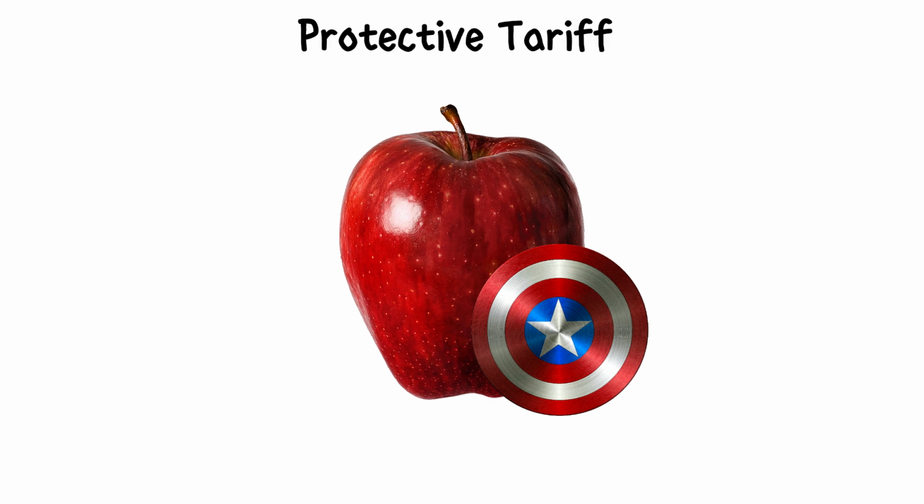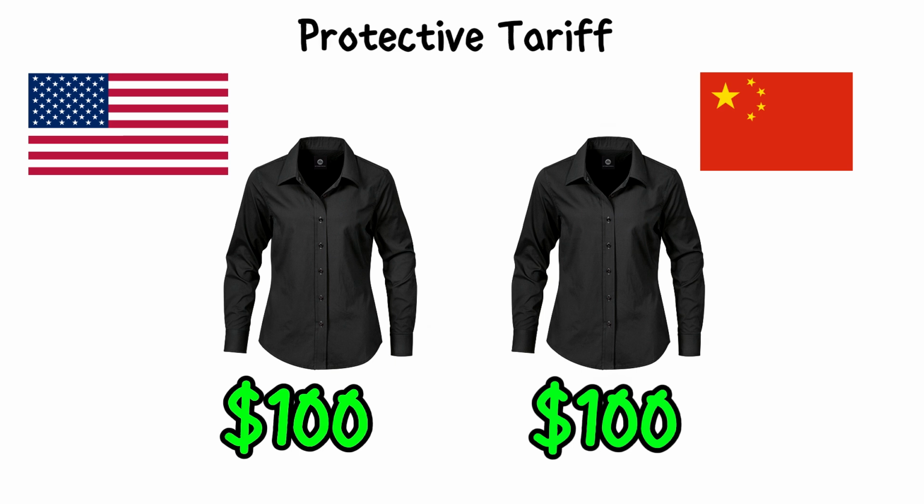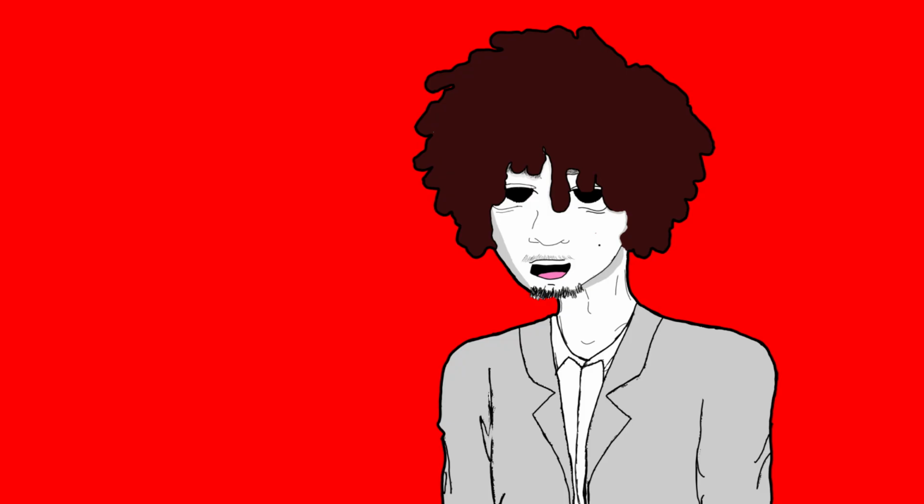Protective tariff. A protective tariff is designed to protect domestic industries from foreign competition by making imported goods more expensive. For example, if a country is trying to protect its homegrown textile industry, it might place high tariffs on imported clothing to encourage consumers to buy locally produced items. This kind of tariff helps safeguard domestic jobs and businesses from cheaper foreign goods.